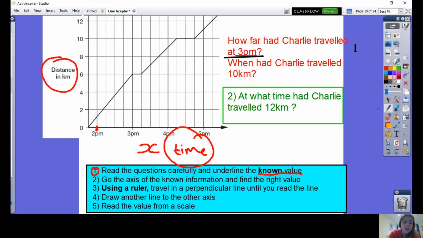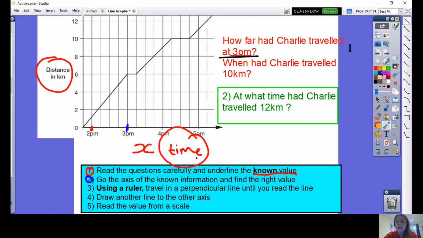Step 2, go to the axis of the known information and find the right value. I know the time, so I need to be looking at the x-axis, which shows time. I need to go to my known value, which is 3 p.m. Okay, now using a ruler, travel in a perpendicular line until you reach the line. Perpendicular means at a right angle, so that basically just means straight up. Oh, you can see that's not quite in the right place. I'm going to travel straight up from 3 p.m. until I reach this line here. That step is done now.